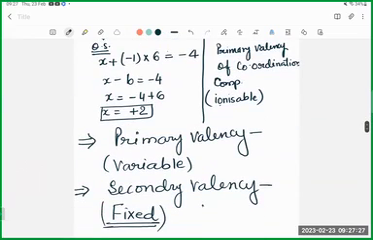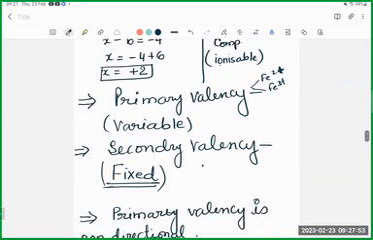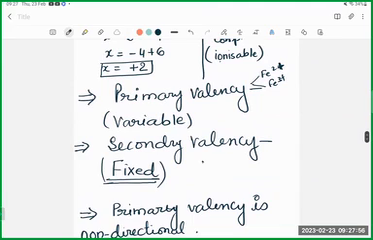Next, I showed that primary valency is variable, whereas secondary is fixed. Variable, why? Because the valency of the central metal atom is variable. Iron can exist in the +2 state as well as in the +3 state. You can go for that example: Fe3+ and Fe2+ give two compounds, ferricyanide as well as ferrocyanide. Why is that so? Because the central metal has variable valency.